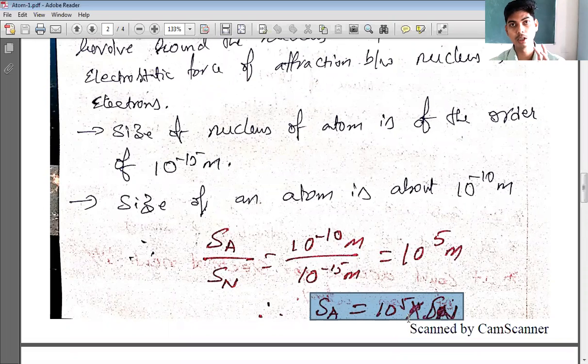Just try to imagine, the atom size is 10 power 5 times larger than the nucleus.